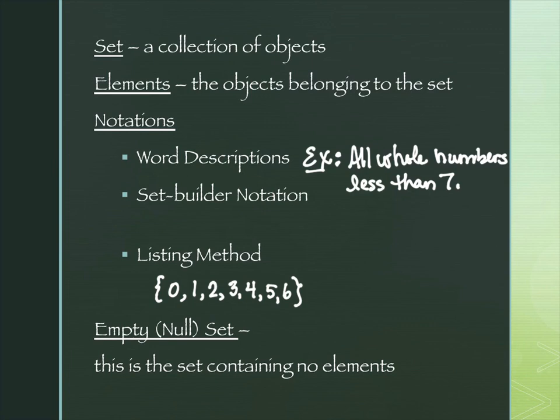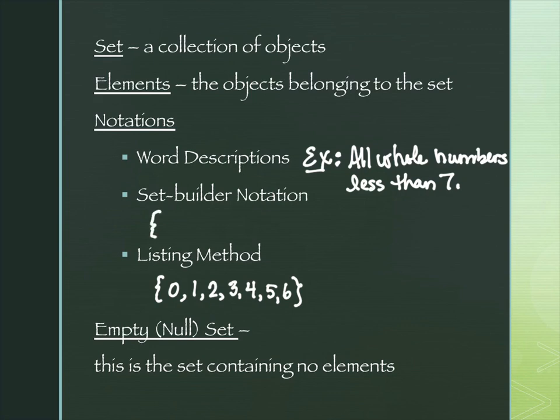Now, that's fine if we have the numbers less than 7, but what if I said the listing method for the numbers less than 7,000? That's not so fine, right? So listing method works really well when it's a small grouping of something, when the set is small. The set builder notation is a way to deal with this listing method, but in a way that allows us to use bigger sets. So it won't be particularly useful for this example, but I'm going to show you how it would look.